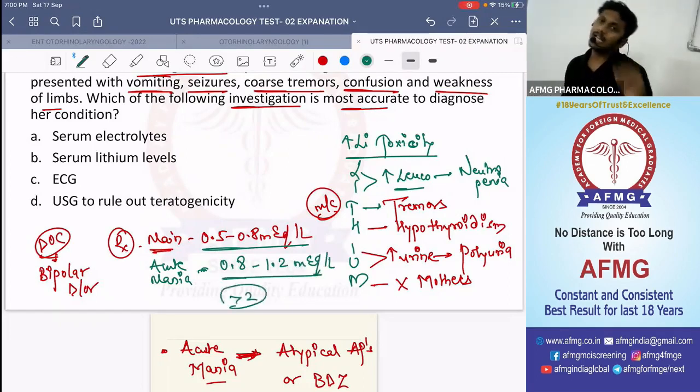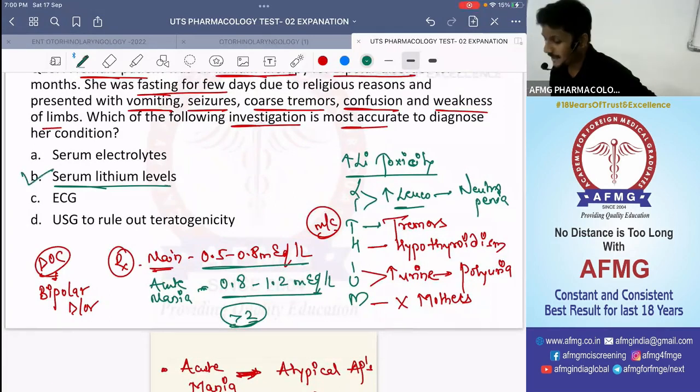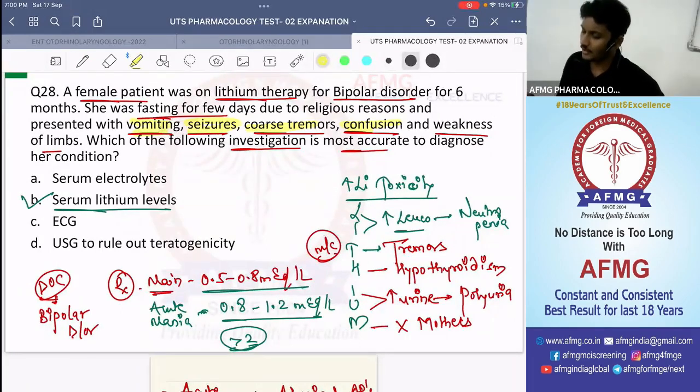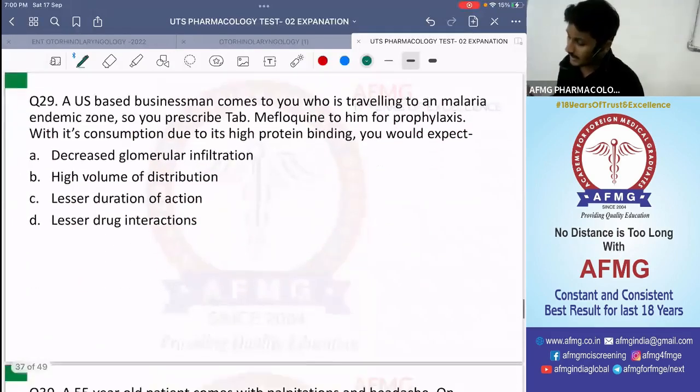And when it exceeds more than 2, that can cause toxicity of lithium. No problem with this. So, if it is lithium toxicity, go for serum lithium levels in the patient. Vomiting, seizures, coarse tremors, confusion, all of these are features of lithium toxicity itself. Question number 29.